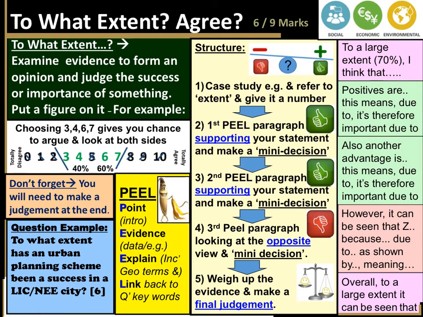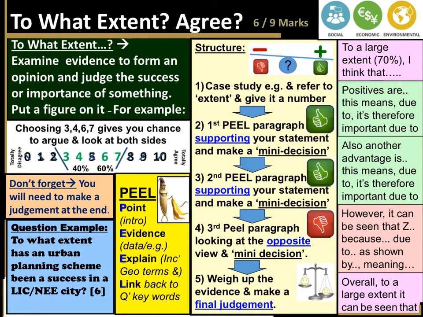So we have here the support slide for to what extent. So that's examining the evidence to form an opinion, form a judgment about the success or importance of something. Can you figure it out? So for example, that grey area in the middle, maybe 40% you disagree, or 30%, or maybe 60% you agree, or 70% you agree.